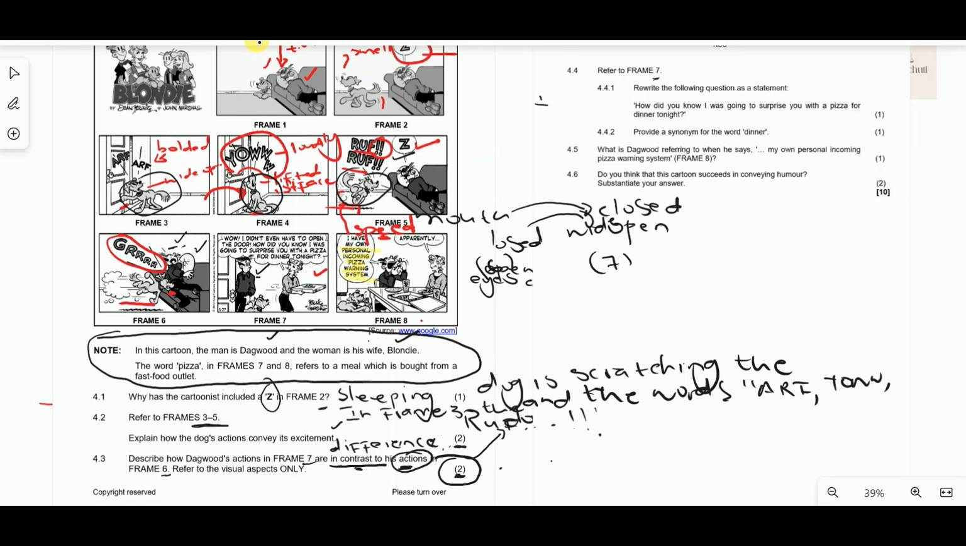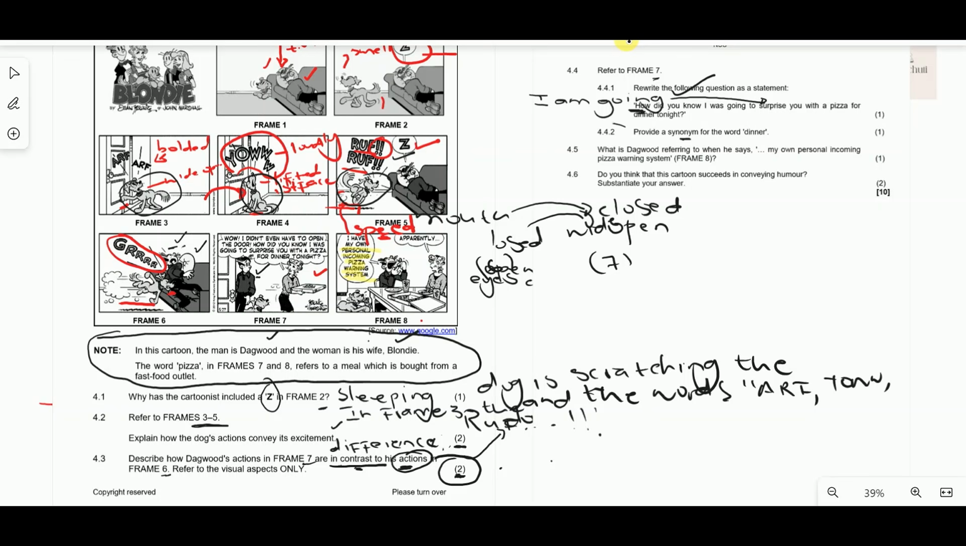The statement will be, I am. It's no longer a question, because once you say how, it's a question. So we are converting a question into a statement. I am. Can you see that I'm not adding or changing the meaning of the statement? I am going to surprise you with pizza tonight. Then it becomes what? A statement, it is no longer a question. Okay, and then provide a synonym for the word dinner.